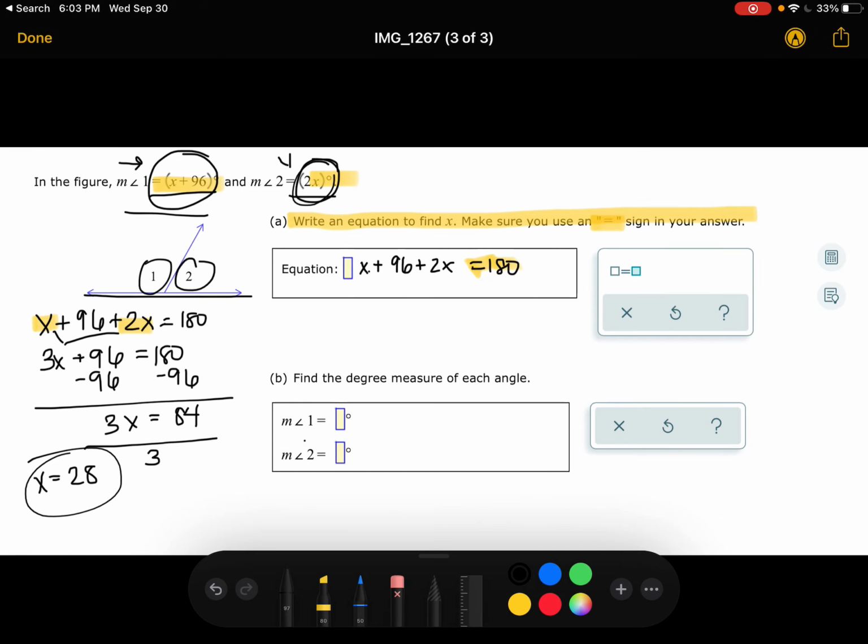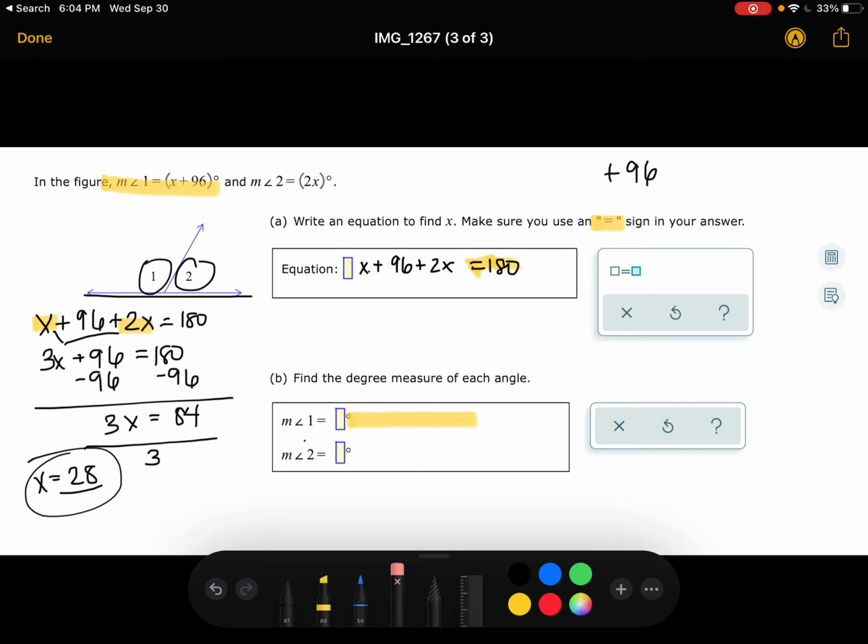No, you are not. So to go back to the beginning, okay, it tells you measure of angle 1 is x plus 96. And it says right here, find the degree of that measurement. So again, we have x plus 96. I know what x equals. So I'm going to say 28 plus 96. So 28 plus 96 is 124. So this is 124 degrees.